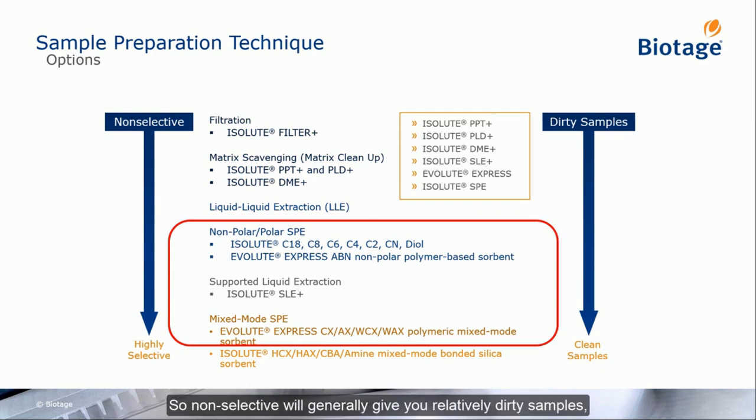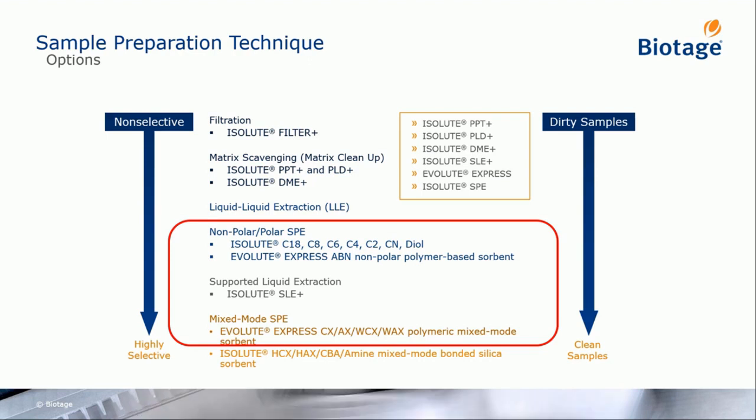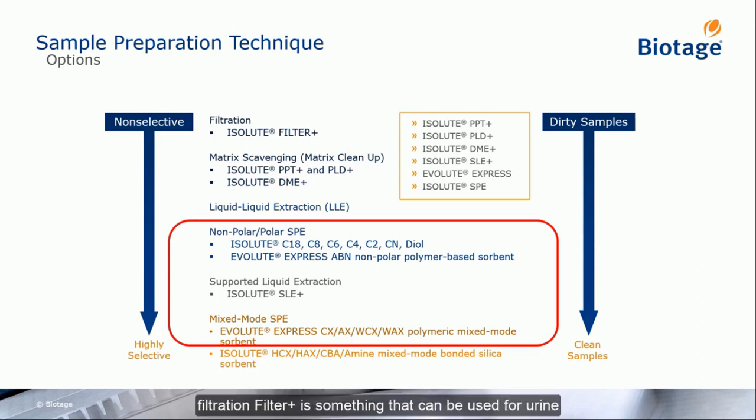So non-selective will generally give you relatively dirty samples, and then as you increase the selectivity of your sample preparation device, it generally gives you better cleanliness of your samples. So starting at the top, filtration, Filter Plus, something that can be used for urine samples, can be used to filter blood samples as well.